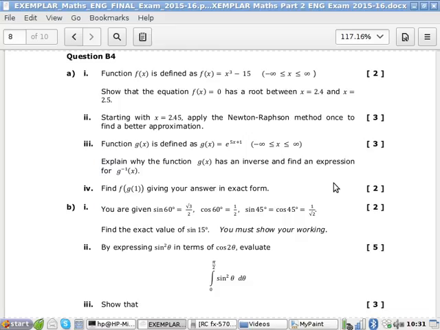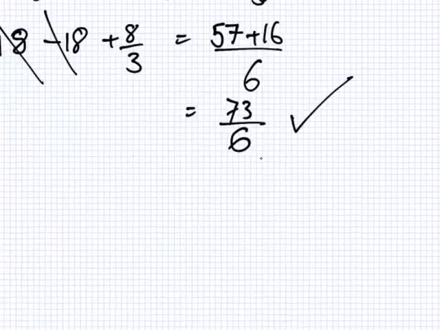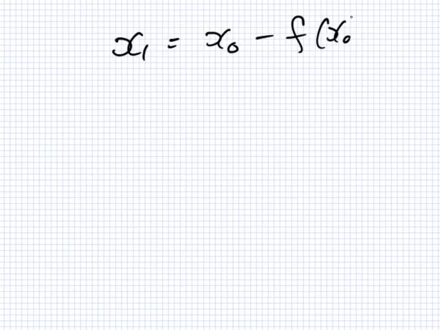Do you remember the Newton-Raphson formula? Will I write it down? x0 minus. Yeah, or xn if you want. xn plus 1 equals xn minus f(x) over f'(x). Do you want to use 1 and 0 or n and n plus 1? So if you use 1 and 0, you get x1 equals x0 minus f(x0) over f'(x0). Yeah.